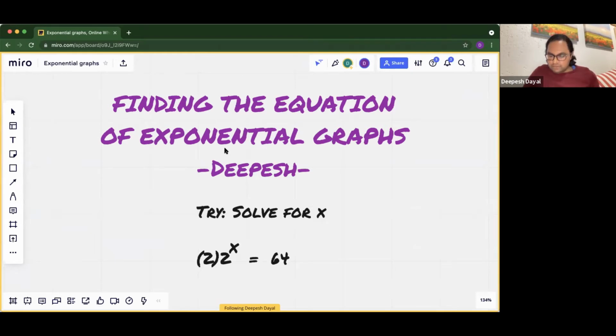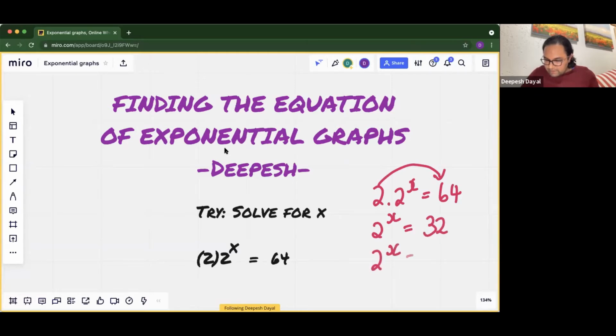So 2 times 2 to the power x equals 64. What are we going to do first? First, what we can do is we can take the 2 over and it will become divide. So it will be 2 times 2 to the x equals 64, right? We're going to take this 2 over and it's going to become divide. So 2 to the power x equals 64 over 2, which is 32. So 2 to the power x equals 2 to the power 5. And x equals 5, because they have the same base on both sides and we get rid of them.